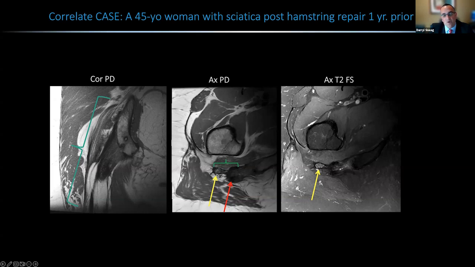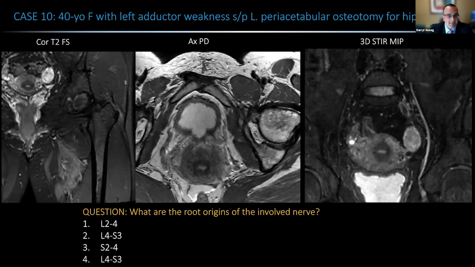So these are inseparable. You can imagine that this might be quite painful. The nerve is not gliding properly, and it's elongated in this direction, so the patient might be symptomatic. So it's an example of a scarred tethered sciatic nerve. Let's move on to case 10.